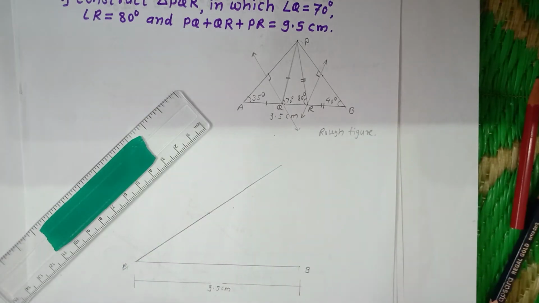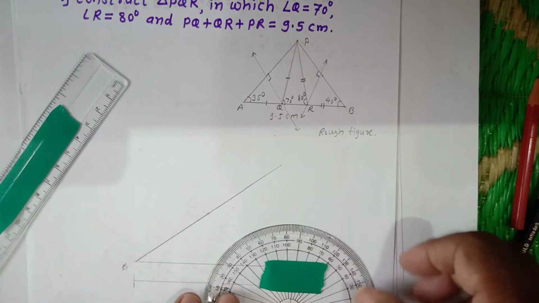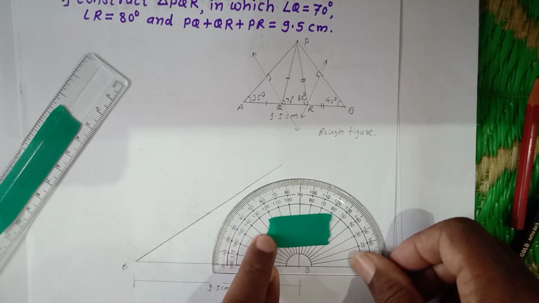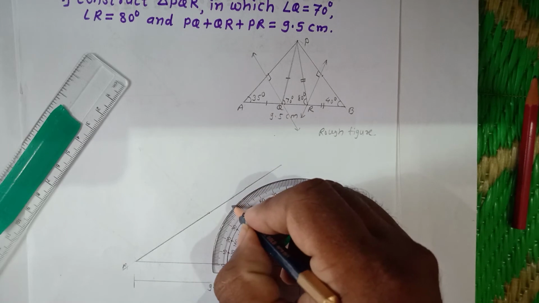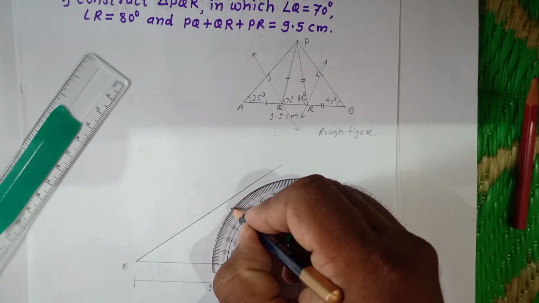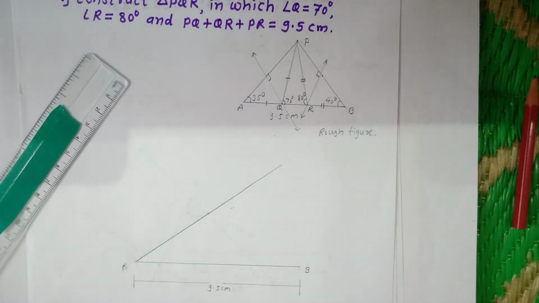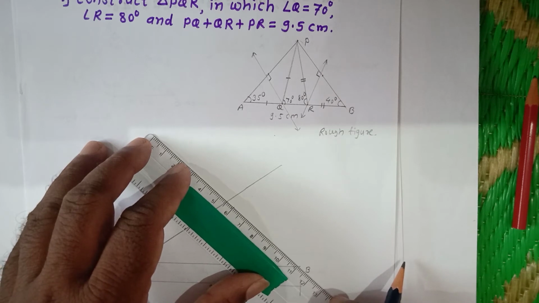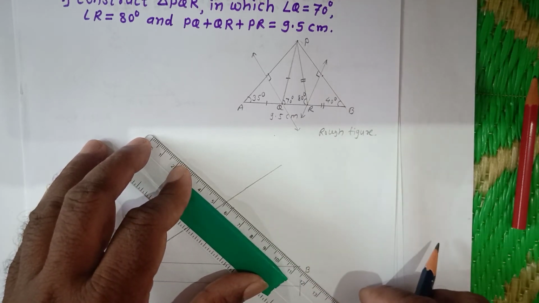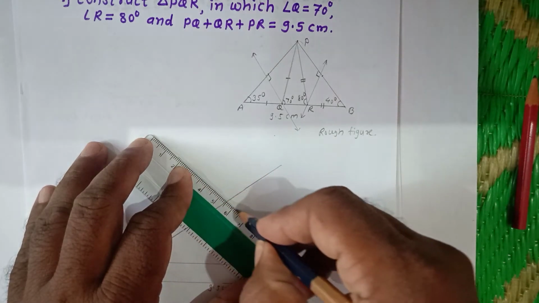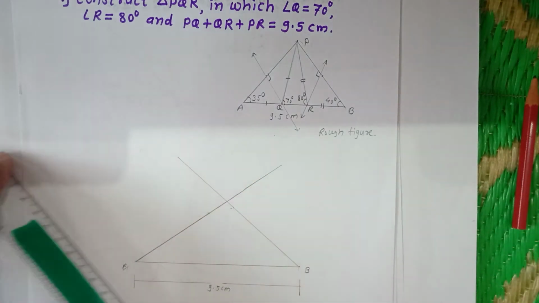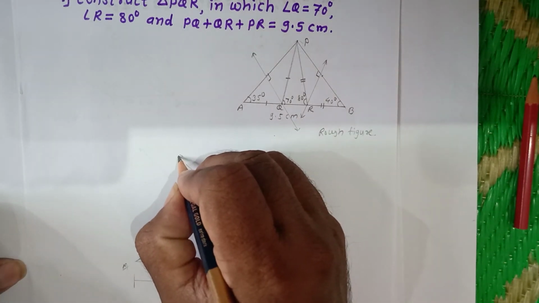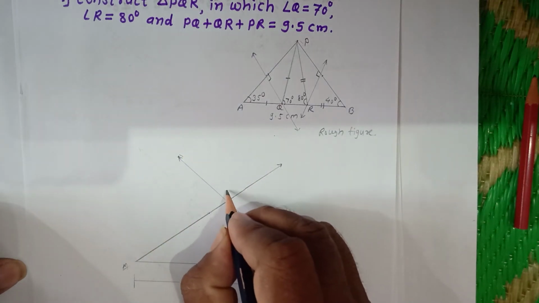Now at point B, draw the ray making an angle 40 degree. These two rays meet at point P.